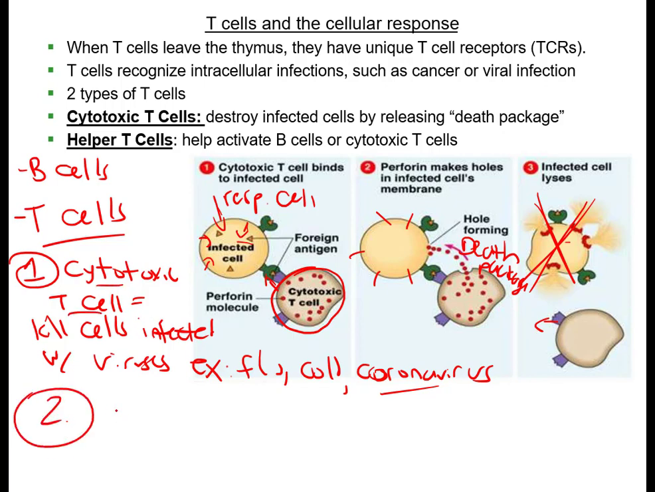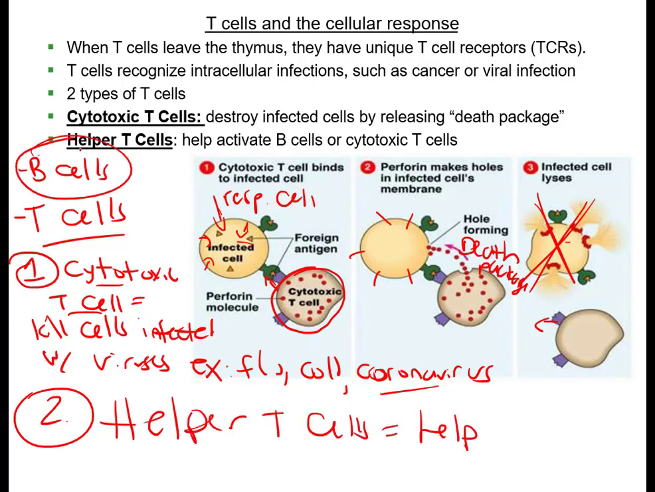The second type of T cell is a helper T cell. Helper T cells, their job is to help activate B cells and cytotoxic T cells. So they help activate the adaptive immune responses.